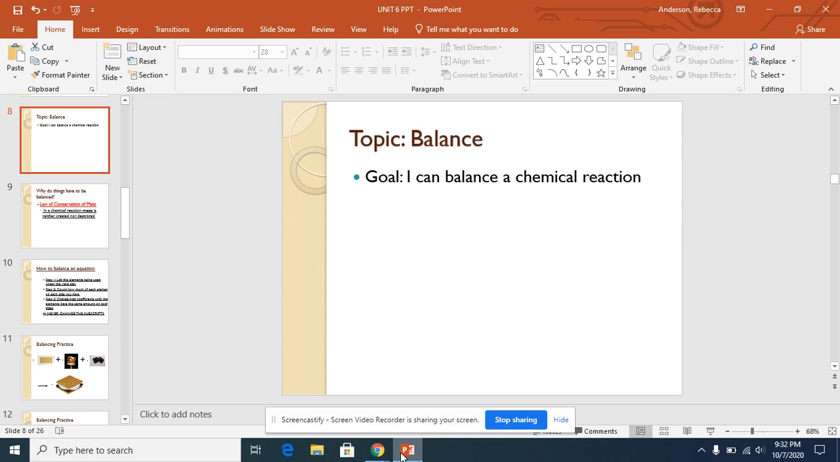Hello, so today we are talking about balancing chemical reactions. In your topic box, you need to put balance, and your goal is I can balance a chemical reaction.